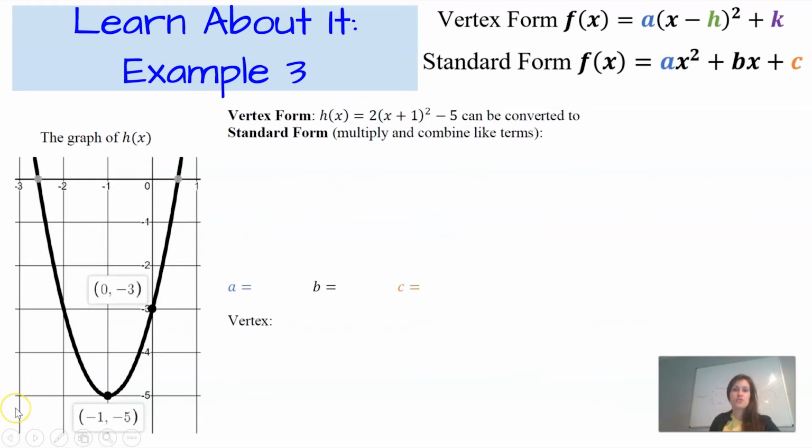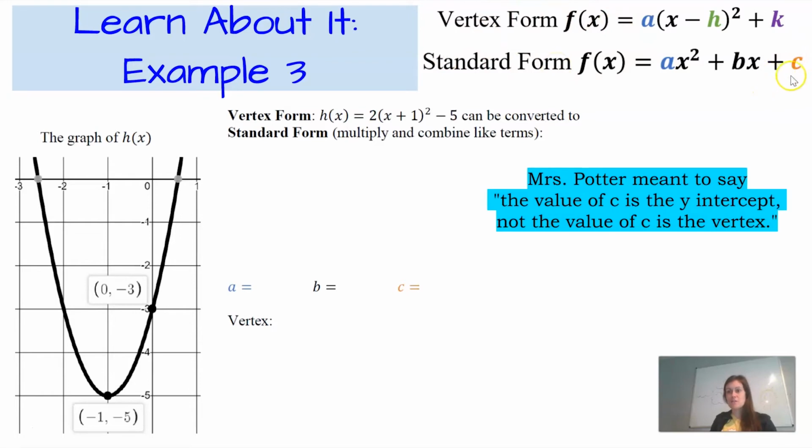Now we're going to move on to another example where we're going to make a connection between the graph of the function, in this case, the graph of h of x, vertex form, and standard form. So sometimes we're given an equation written in vertex form and we want to convert it to standard form. Why would we want to do that, you ask? Well, standard form provides us some information about the graph, specifically how the graph opens, but vertex form also tells us that, but it also tells us the y-intercept.